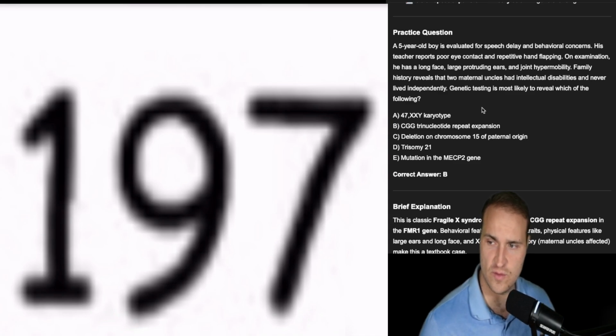197, we have a 5-year-old boy with speech delay, poor eye contact, hand flapping, and protruding ears. All this makes us think of Fragile X, CGG trinucleotide repeats. It's the large ears and long face that give it away, and also the X chromosome, with maternal uncles affected. Not Klinefelter's, that's not intellectual disability. No, a deletion on chromosome 15 would be Prader-Willi: hypotonia, obesity, hypogonadism, and it's not that.